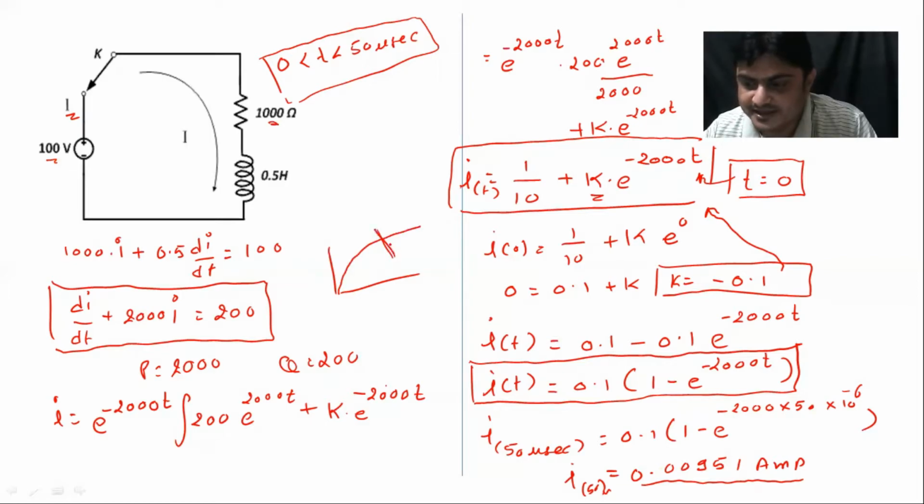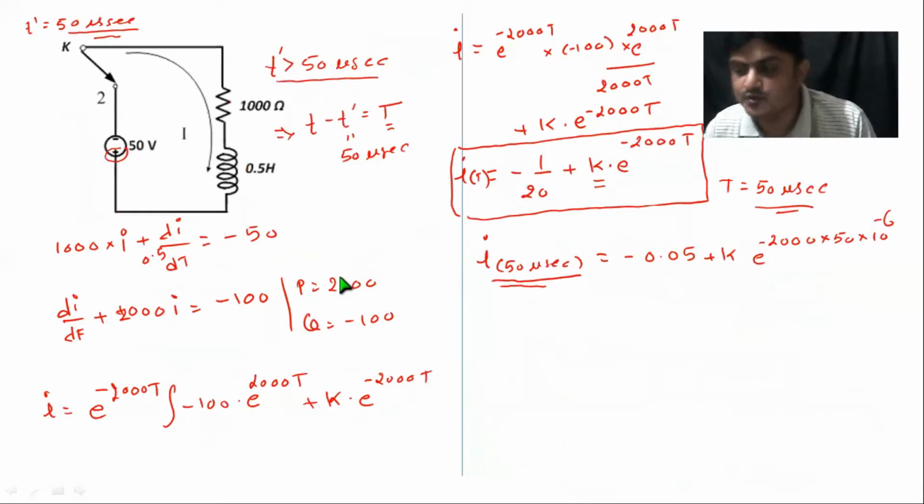This is the time when your current will reach 0.1 ampere, but right now the current is 0.0095 ampere. It means that you are somewhere here, not actually attaining the steady state, and before that you are applying some new condition. Okay, so this is my new condition. In this particular case, I have already calculated the value of current at 50 microseconds.